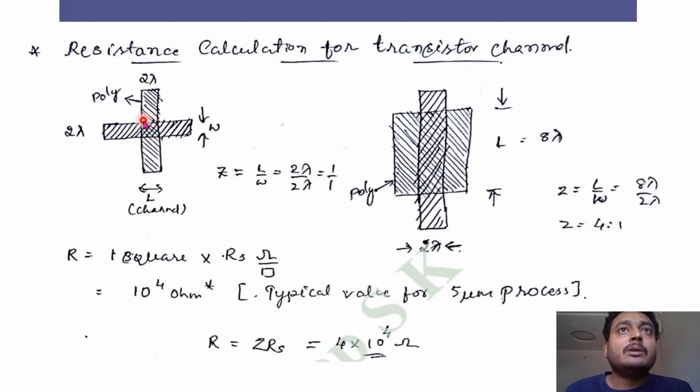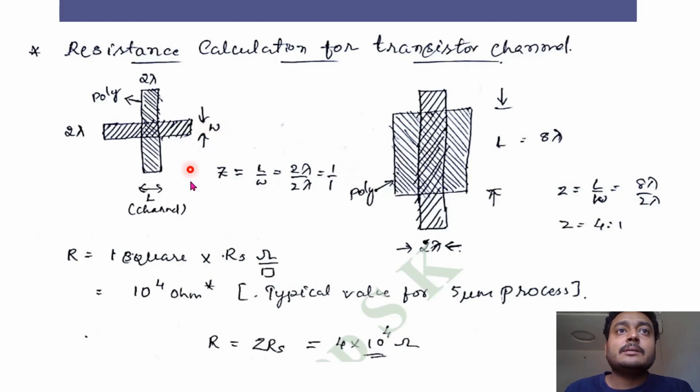To find the resistance for this, I need to take the ratio. What is the length of the channel and what is the width of the channel in this case? Length is 2 lambda, and width is also 2 lambda. So the L by W ratio will become 2 lambda by 2 lambda, that is 1 by 1. Here I'm going to introduce another parameter called Z. Z is nothing but the L by W ratio. So this Z ratio will become 1 is to 1, or simply 1.